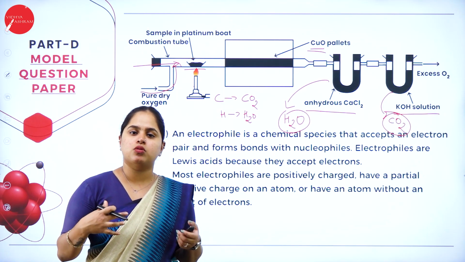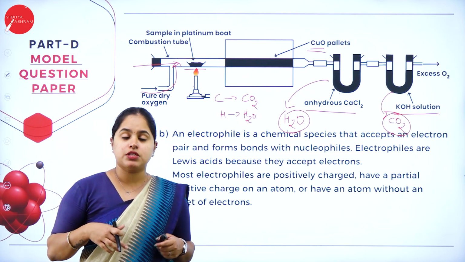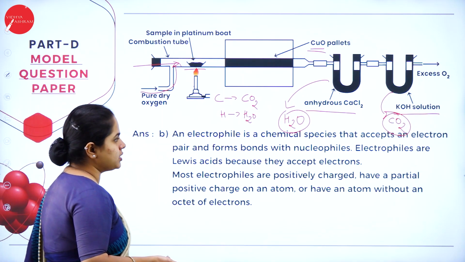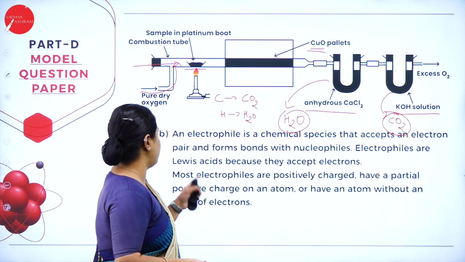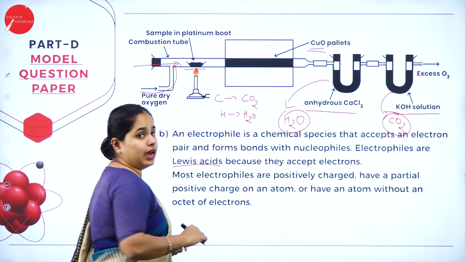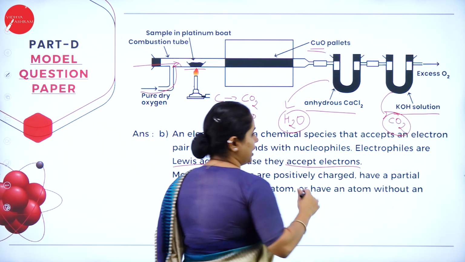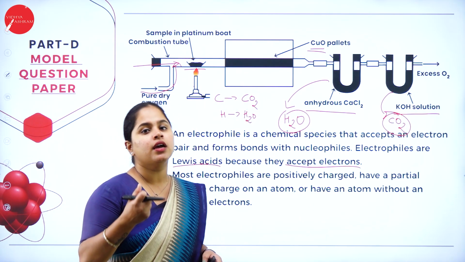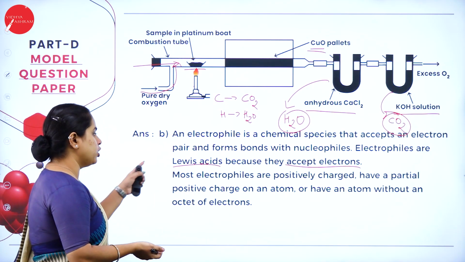So, electrophiles are those species which are having attraction towards negatively charged species. So, they themselves will be positively charged, right? An electrophile is a chemical species that accepts an electron pair and forms bonds with nucleophiles. Electrophiles are Lewis acids. They are Lewis acids because they are ready to accept electrons. As I said, they are positively charged. So, positively charged species will be having attraction towards negative charge. They are ready to take up electrons. Hence, they are Lewis acids.